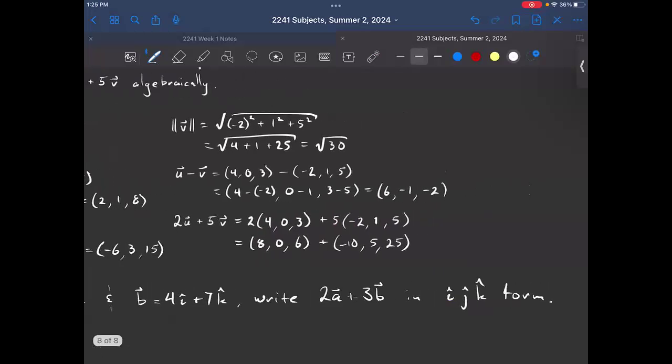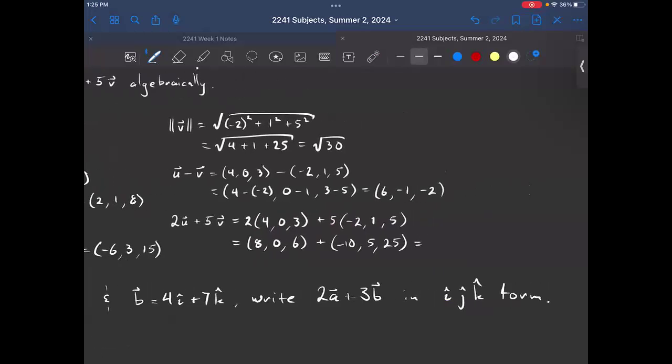All right, so now what happens if we add these two things together? We'll just do this directly. So 8 minus 10 is -2. 0 plus 5 is 5. And 6 plus 25 is 31.